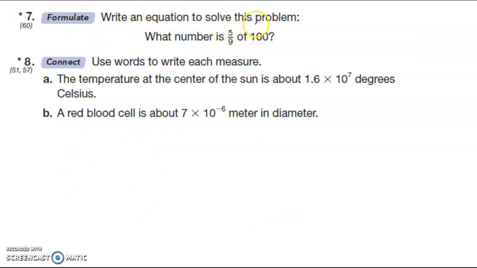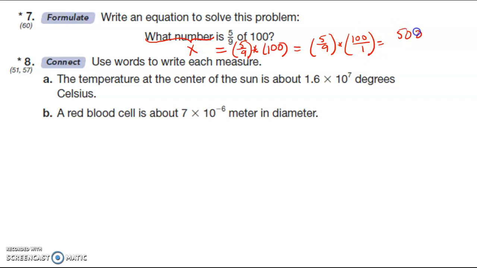Write an equation to solve this problem. So we are translating an English sentence into a math problem. It says what number, so that's always x, equals 5/9 of 100. If you were going to solve this, I would put the 100 over 1, and then I would multiply it out like a fraction problem and then divide. But it only says write the equation, so that's the equation.